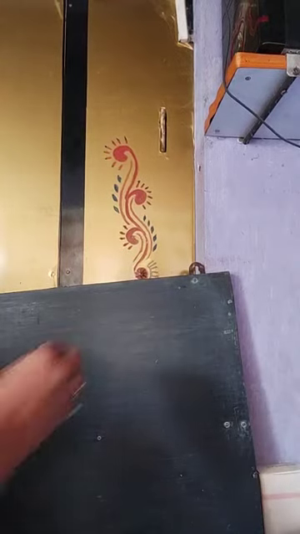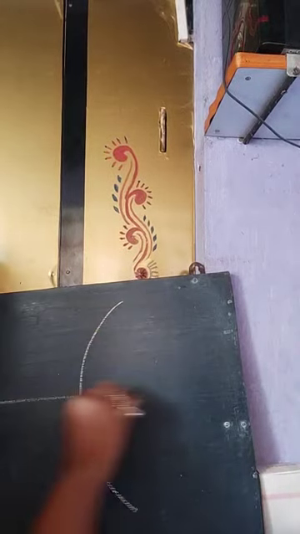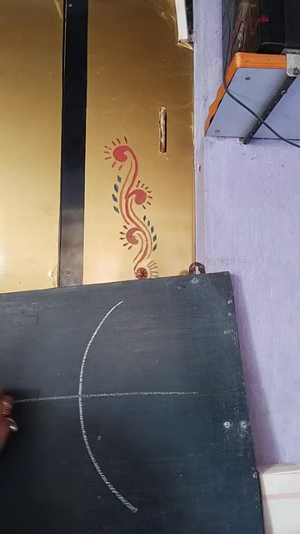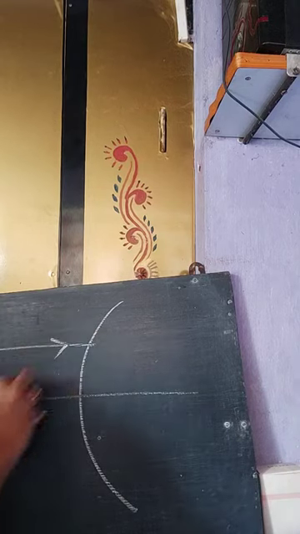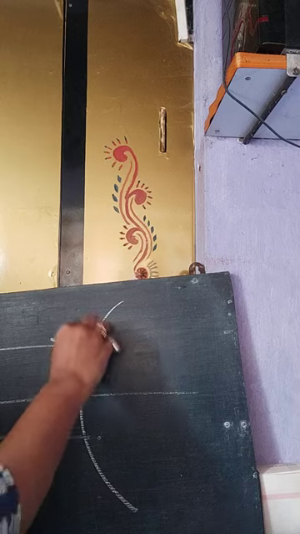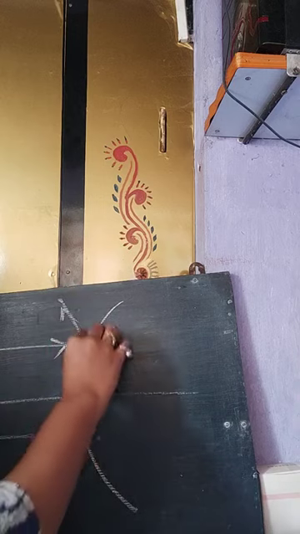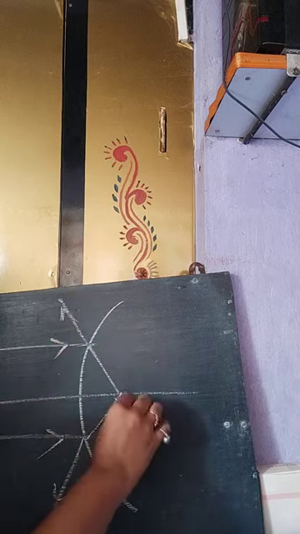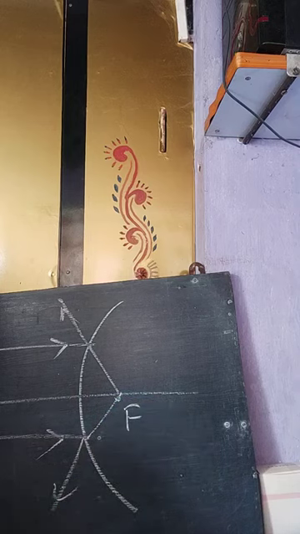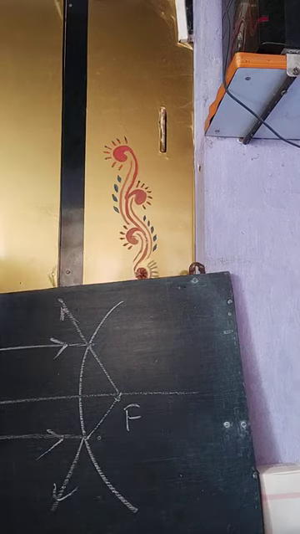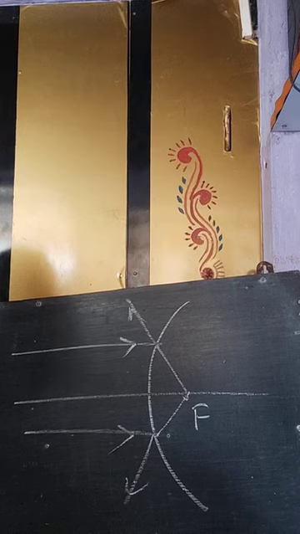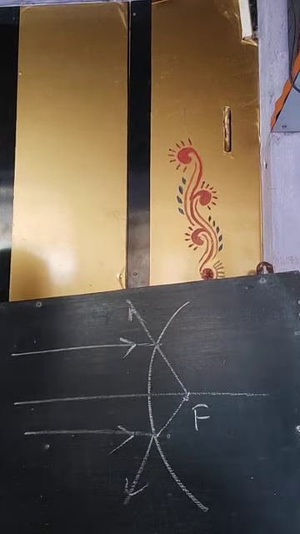For the convex mirror, there are two cases only. First case is that if the object is at infinity, then the image will be formed at the focus. The image size will be diminished, and it will be virtual as well as erect.